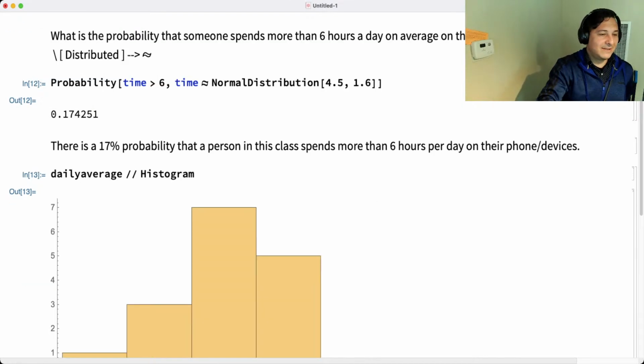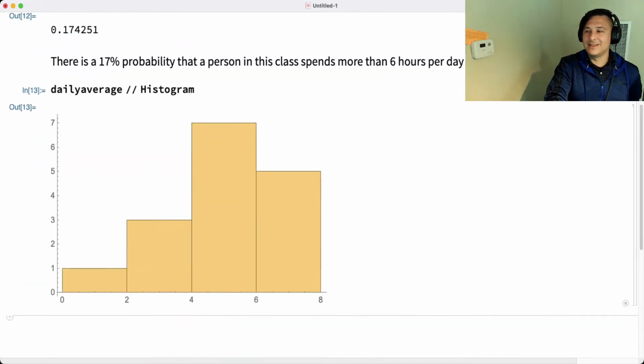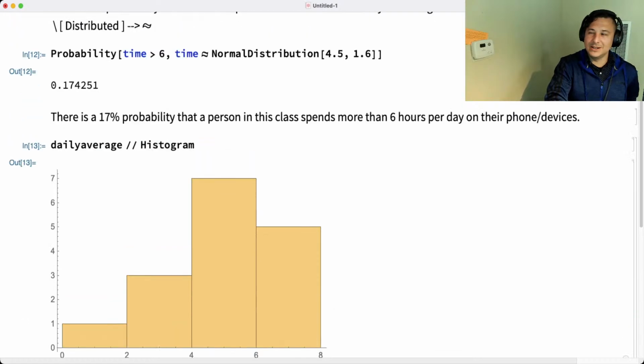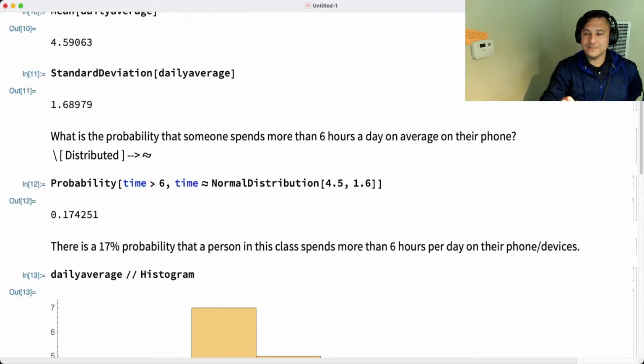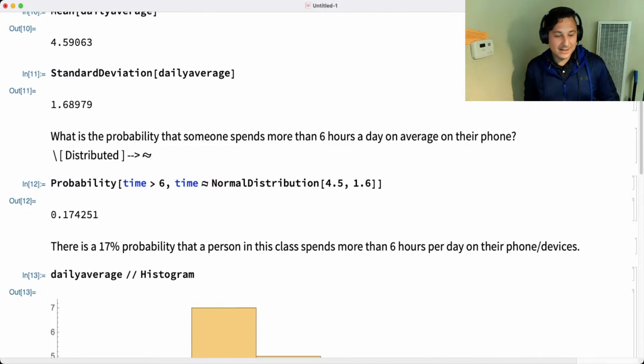And let's look at the histogram without me. The histogram without me looks like this. Sort of symmetric, but not so much. But it looks sort of normal. Okay.